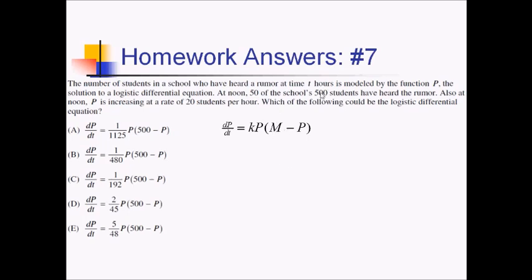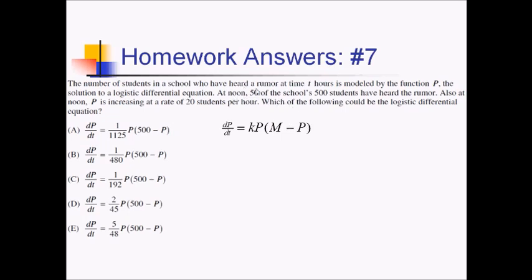Okay, well, we actually know m already. There's only 500 students in this school, so that's going to be our carrying capacity, our limiting value on how many students have actually heard the rumor. So all we need to actually figure out is k. Now, in order to get k, that means we must have some value for dp over dt and for p. Now let's go back and read the question, the specifics here.